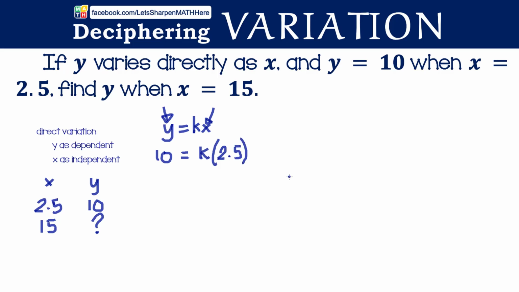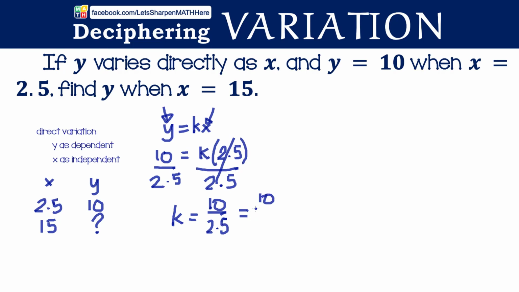2.5, also known as 5/2. Let's apply the properties of equality here, specifically the division property. Let's divide it by 2.5. Here as well, we divide this by 2.5. Next is to cancel this out, and by the symmetric property, we'll get k is equal to 10 over 2.5, or if we assume that 2.5 is a fraction, that's 10 over 5/2.